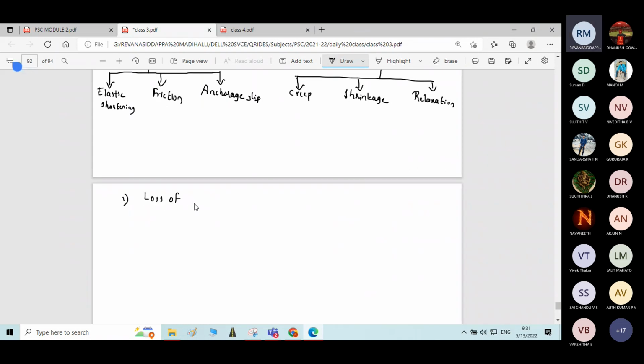Loss of pre-stress due to elastic shortening.